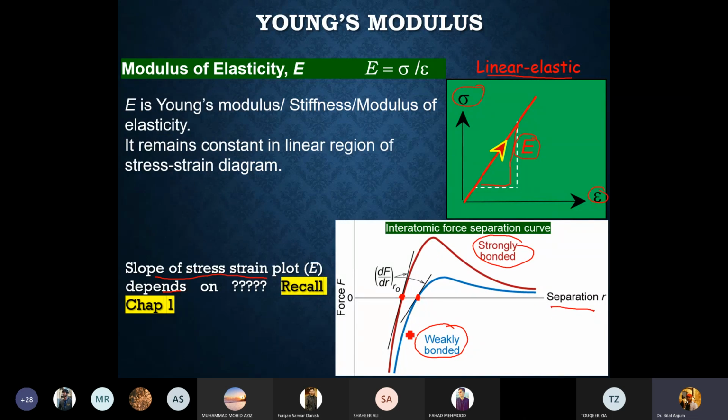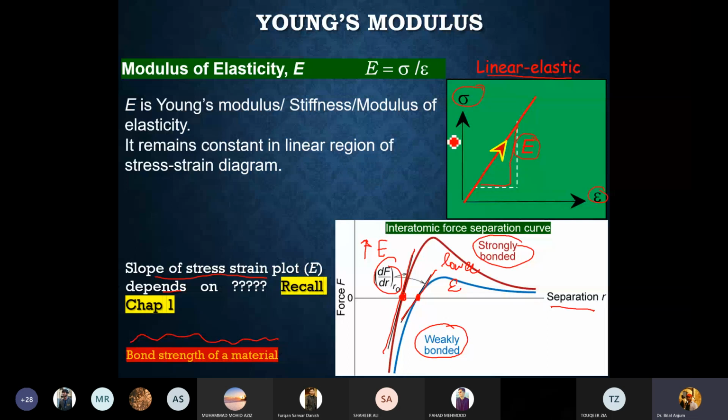At this point, if the slope of the force separation curve is shallow, you will have a lower Young's modulus. But if your slope is higher at the point where the bond is formed, you would essentially have a higher value of Young's modulus. So it is dependent upon the bond strength of a material. The Young's modulus or the stiffness of a material is dependent upon the bond strength of a material. All right?